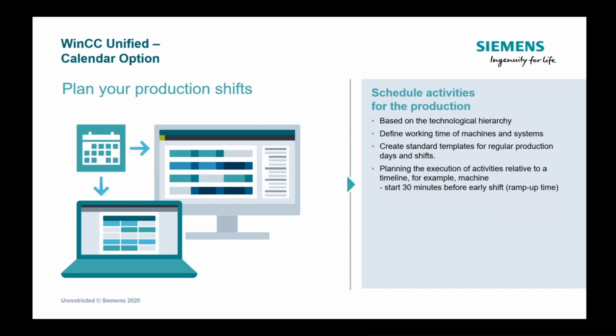So the next option we're going to have a look at is the calendar option. The calendar option is how we can plan our production or machine operations by calendars using shifts, taking into account different shift timings, taking into account things like breaks, bank holidays, weekends, all this sort of stuff. The calendar option also uses the technological hierarchy as a basis and allows us to define the actual working times of machines and systems. So we can create standard templates, which we can then apply those calendars to plant objects within our runtime system. And we'll have a look at this live.